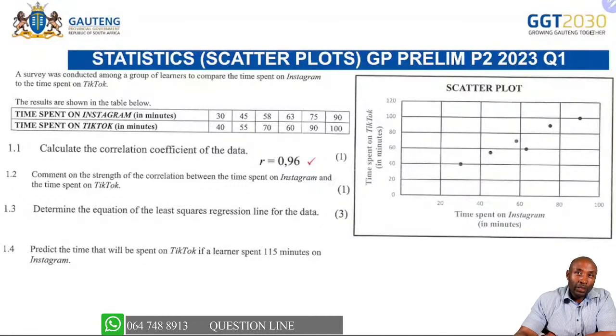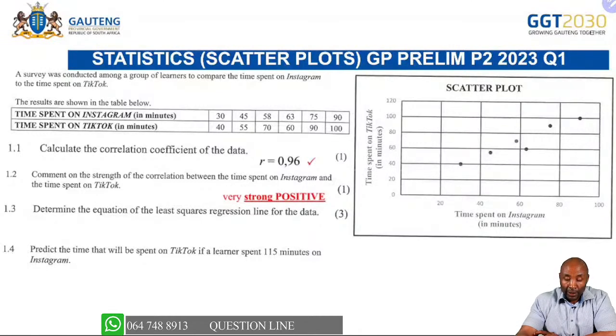0.96 is between 0.9 and 1. So that's a very strong, our R is positive, it's a very strong positive association. So you will get a mark if you write very strong positive. So if you just write very strong, you will not get a mark, because we have to have both parts of the answer to be there for you to get the 1 mark.